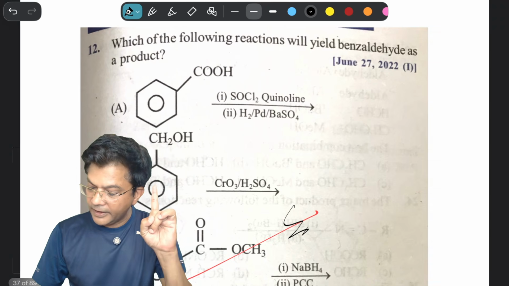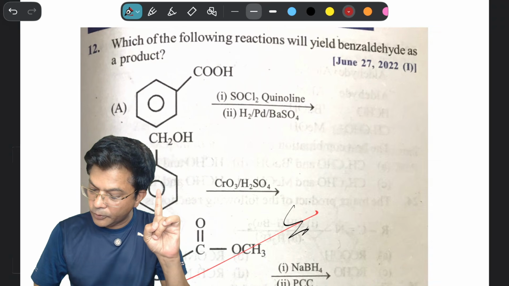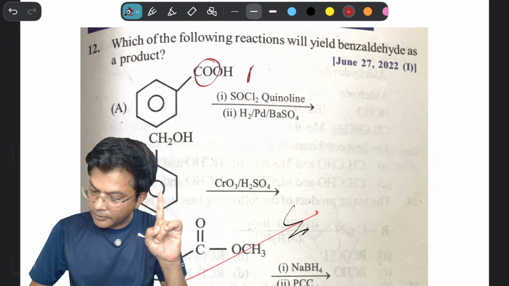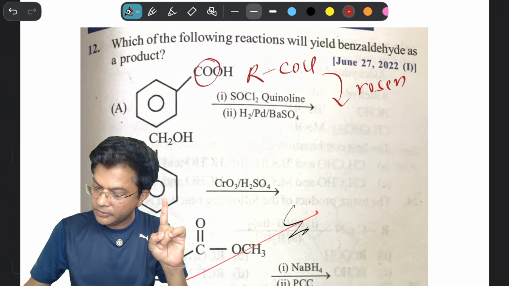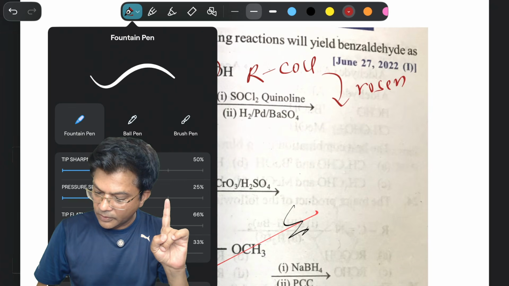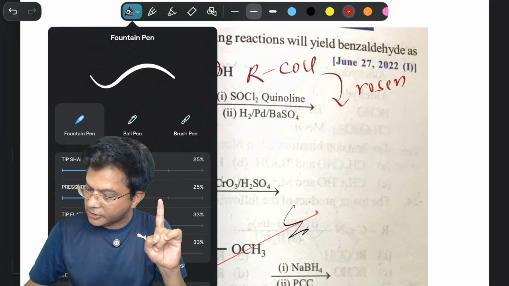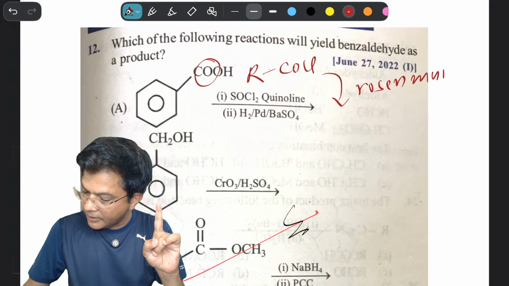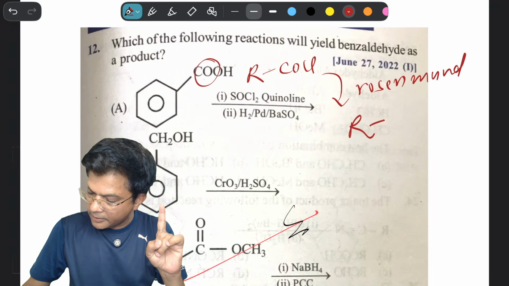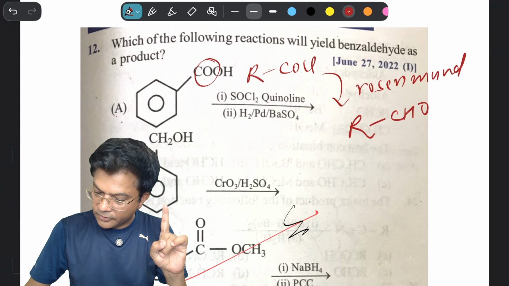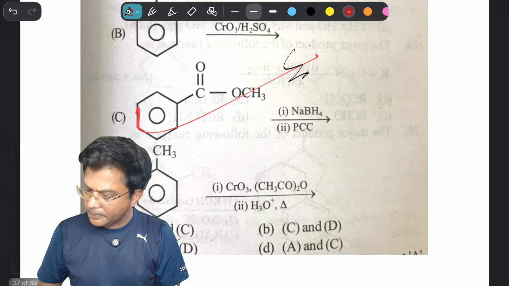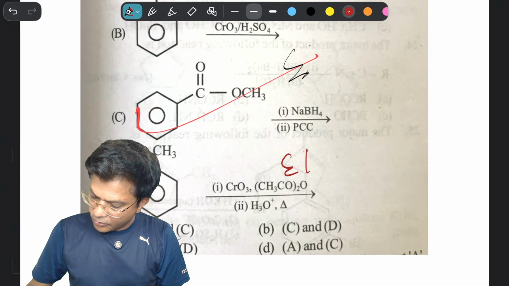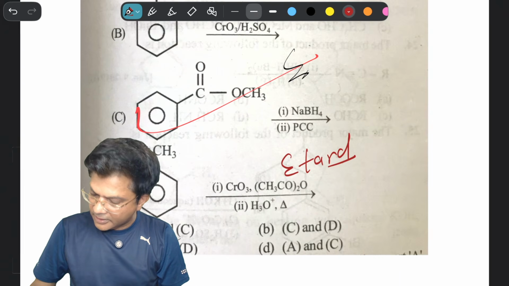Thionyl chloride, if I write thionyl chloride, that will put COCl here. So it will convert into RCOCl, and then Rosenmund reduction, that will further convert it into RCHO. So one is this answer, and D they are saying, it is simply the Etard reaction. Chromyl chloride will react in the Etard reaction.